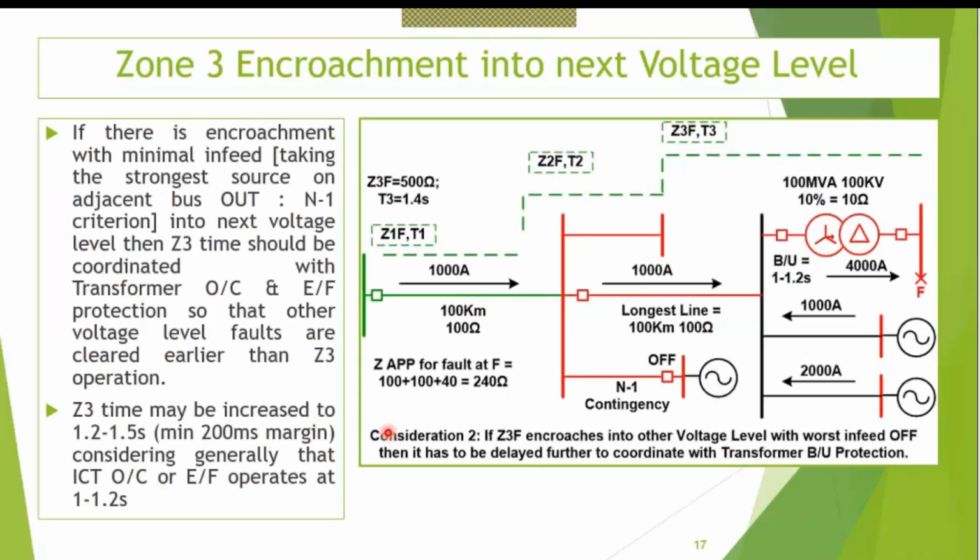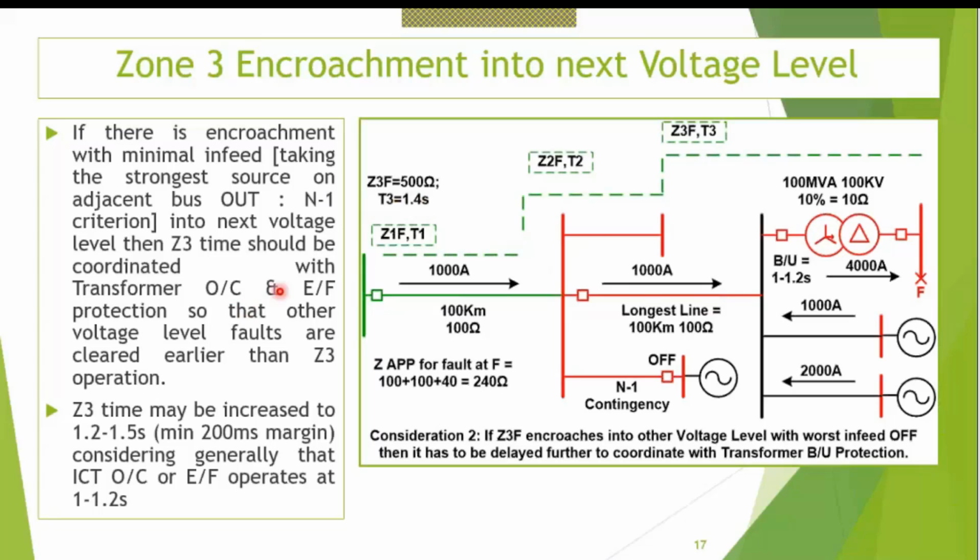Okay, we come to zone 3 encroachment. This is important. Zone 3 encroachment is a very common problem in all lines. In any voltage level, we have a high problem in zone 3, because the zone 3 reach is taken quite high. So it is very obvious that the zone 3 will encroach into transformers or other zone 3s. So those things we'll have to check, and if necessary, the zone 3 timing has to be increased.